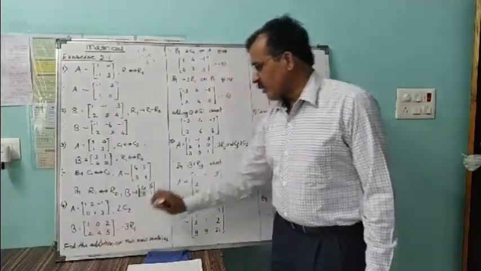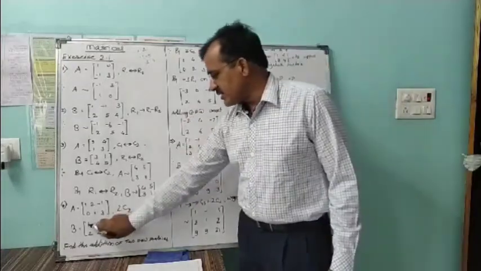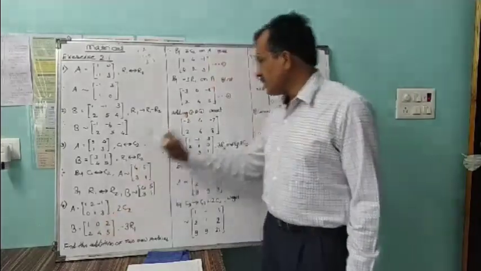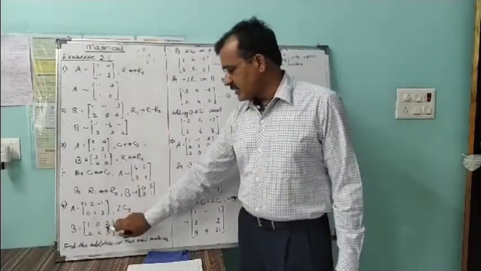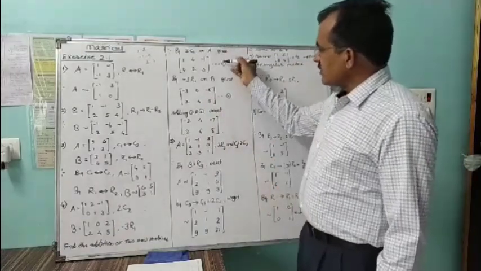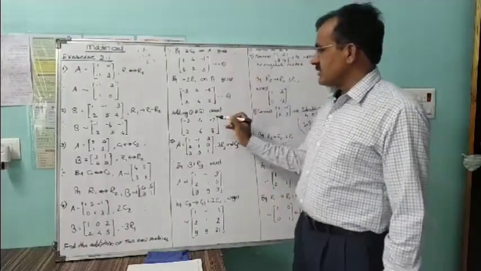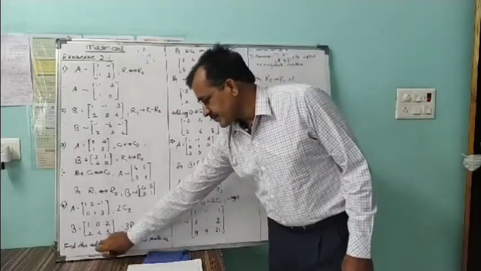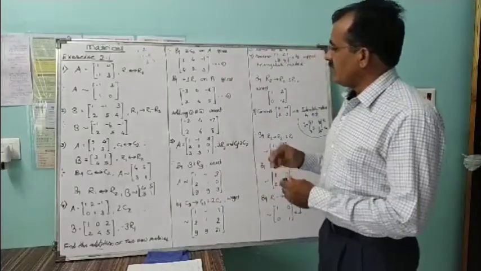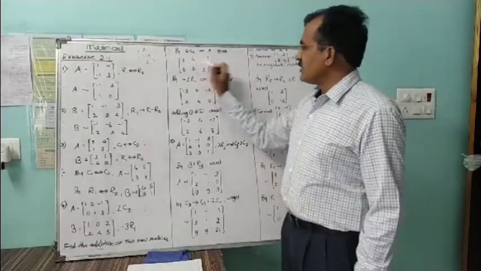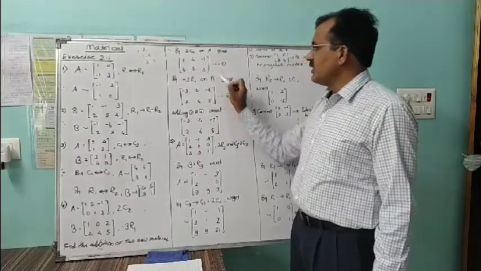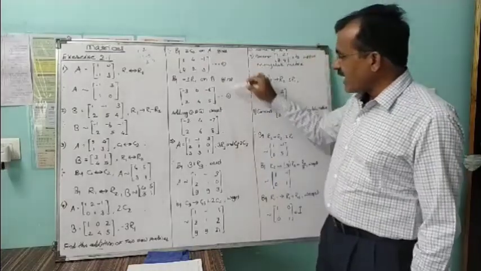-3 times of each element of the first row will be -3 into 1, so this is -3. -3 into 0 is 0. -3 into 2 is -6. The answers which we have got by these 2 operations, we have to add them. Matrix addition takes place when 2 matrices have the same order. So this is a 2 by 3 matrix. This is also a matrix of order 2 by 3. So their orders are the same, so we can add them.